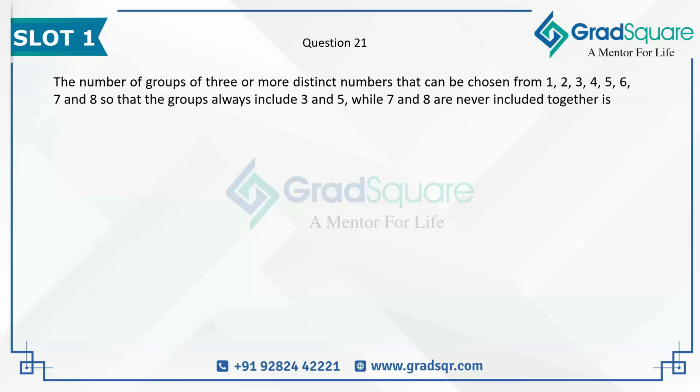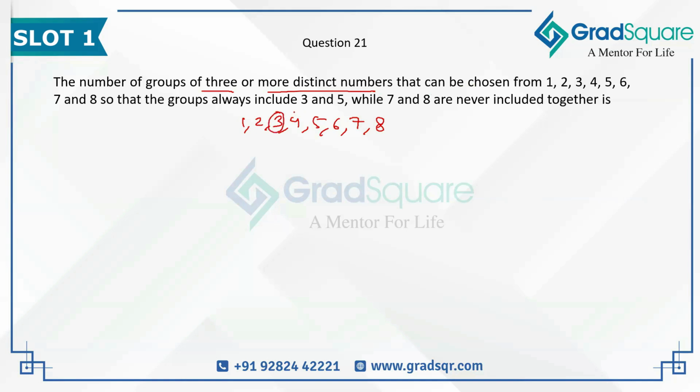Let's have a look at this one. The number of groups of 3 or more distinct numbers that can be chosen from the numbers 1 all the way up to 8. So you have been given 1, 2, 3, 4, 5, 6, 7 and 8, 8 numbers, and you have to choose a group of 3 or more distinct numbers.